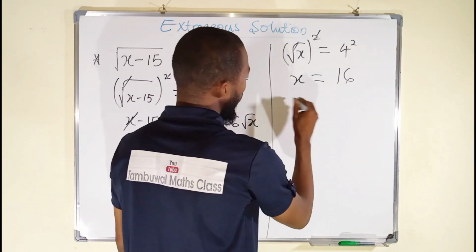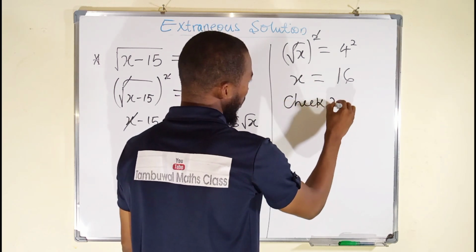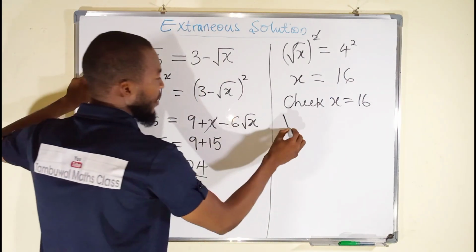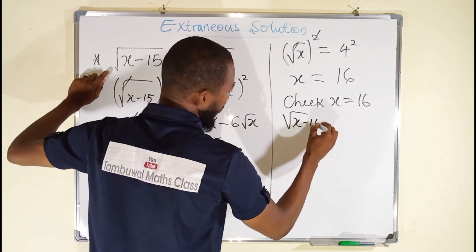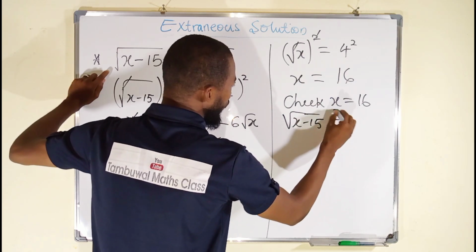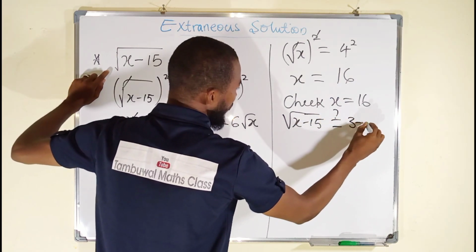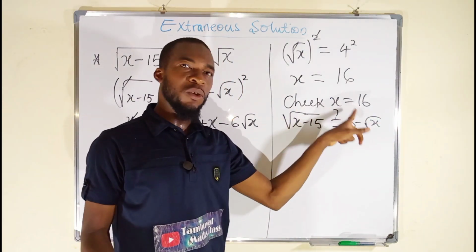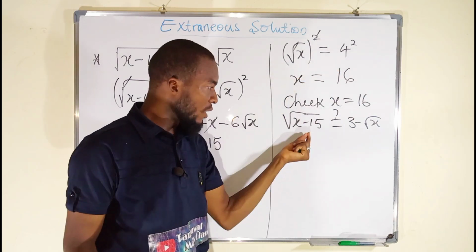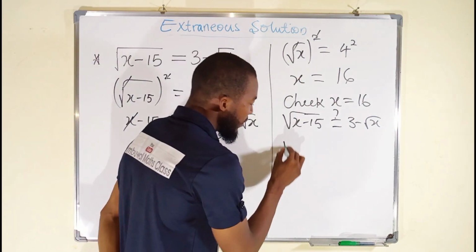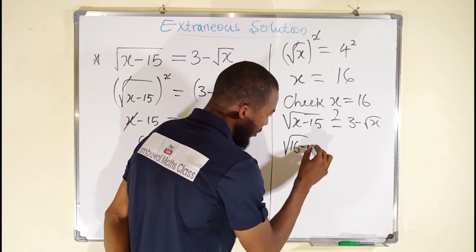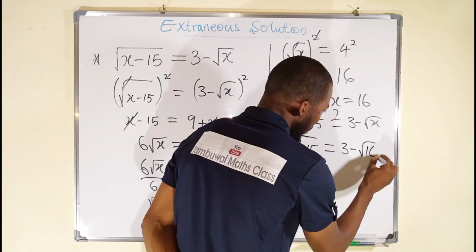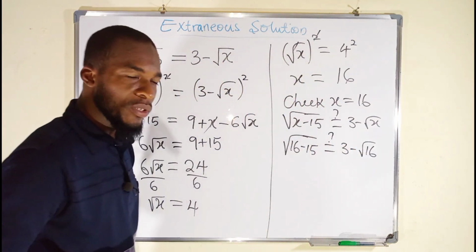By checking. Let's check. Check x equal to 16 in the main equation. So we have this square root of x minus 15. Is this equal to 3 minus square root of x? That is the question we need to ask ourselves. But x is equal to 16 from what we have obtained, so we can substitute it back here. This is equal to 16 minus 15 inside the square root, and to the right we have 3 minus square root of 16. Is the left hand side equal to the right hand side?